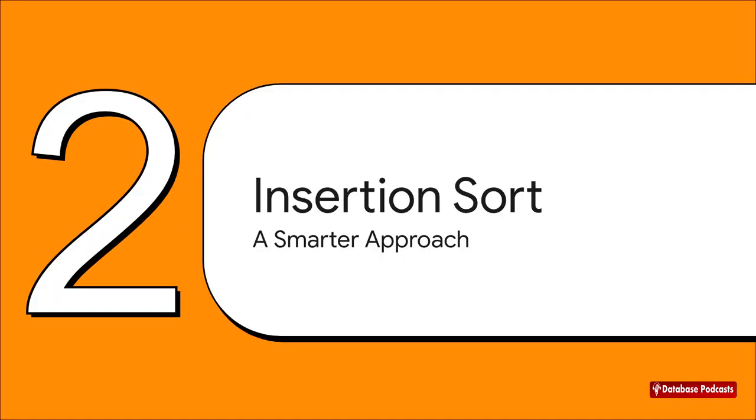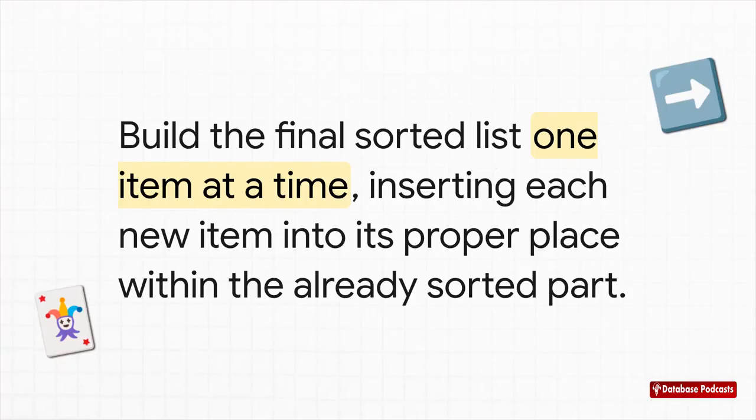So that inefficiency is obviously a huge problem for big lists. The question is, can we do better? Oh, absolutely. Let's look at a bit of a smarter approach: insertion sort. Insertion sort works a little differently. It builds up a sorted section of the list, one piece at a time. It takes an item from the unsorted part and then finds its correct position within the part that's already sorted.